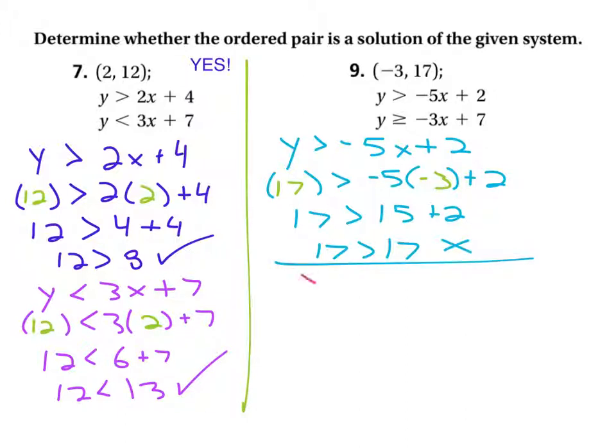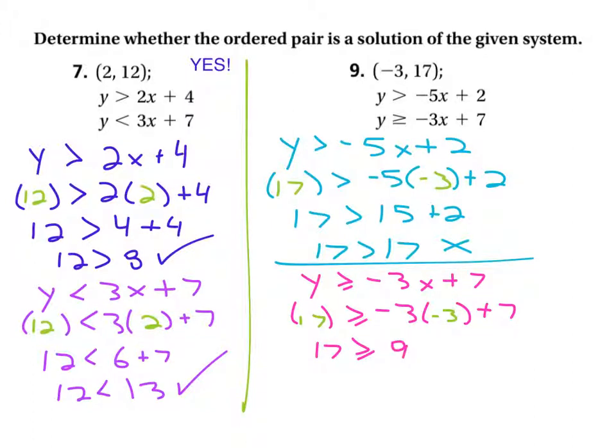So we could check the next one, and I'll do it because why not? But we already know it's not going to work. y is greater than or equal to negative 3x plus 7. And remember, it can't just work for one, it's got to work for both of them. So negative 3 for x, 17 for y. 17 is greater than or equal to 9 plus 7, or 17 is greater than or equal to 16. Works for that one, but it doesn't matter. If it doesn't work for both of them, it doesn't work. So we say no.